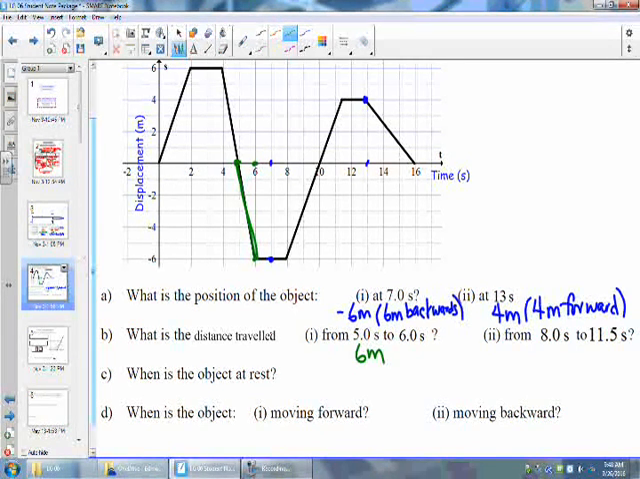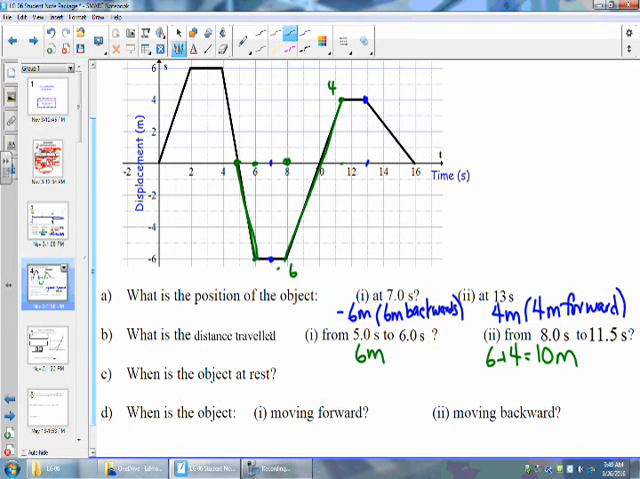From 8 seconds to 11.5, so here's 8 to 11.5, is going to be right about here. So it's this whole distance right there. So I've gone from -6 up to 4. So we could just say 6 plus 4 is equal to 10 meters.